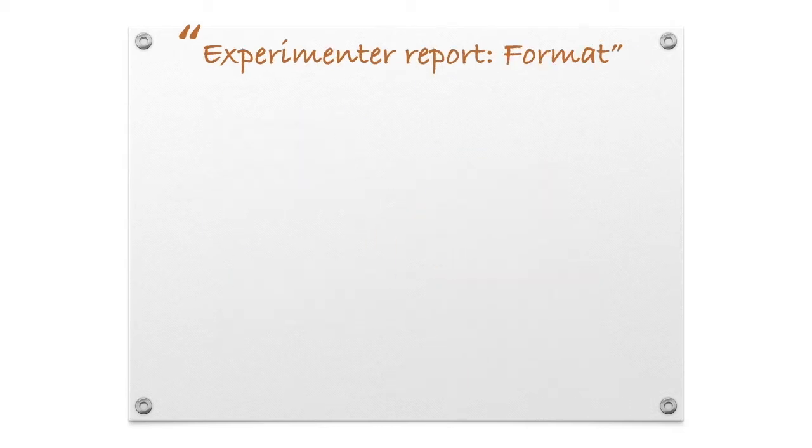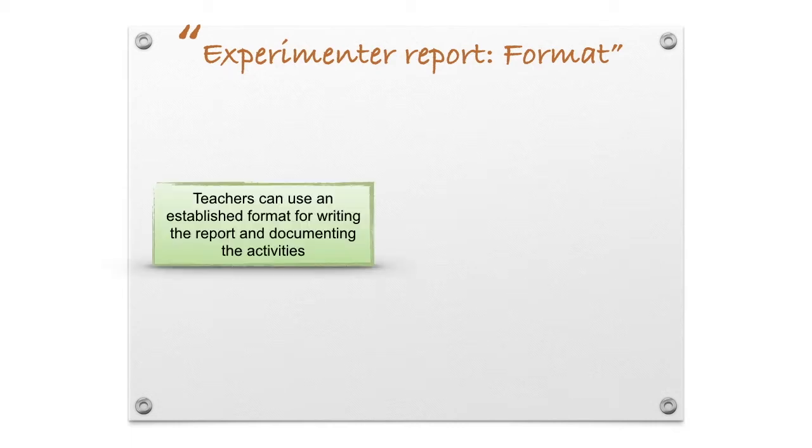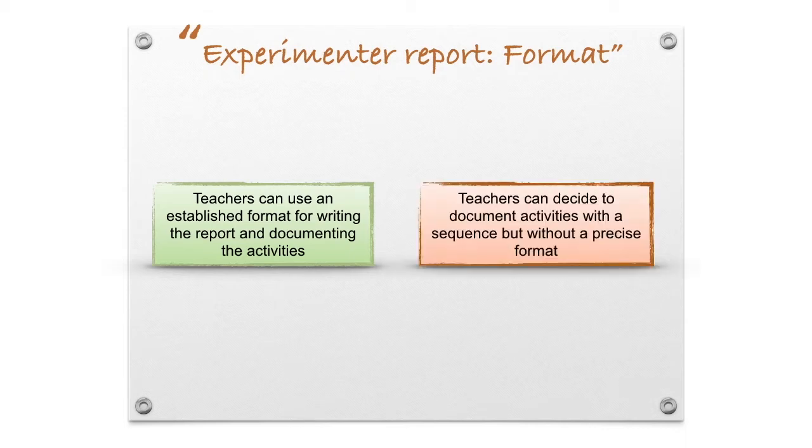The teacher can decide the format for the experimental report. This can be very formal, so they can decide a format and share it with the students in order to report the activity and document it. Or they can just decide the sequence of each action needed to make this activity, but without using a precise format. In the next slide, I will show you a format used by ANISM in Italian teacher training.